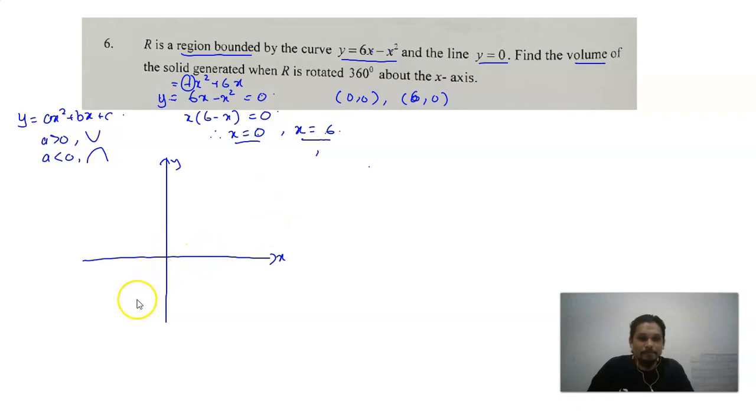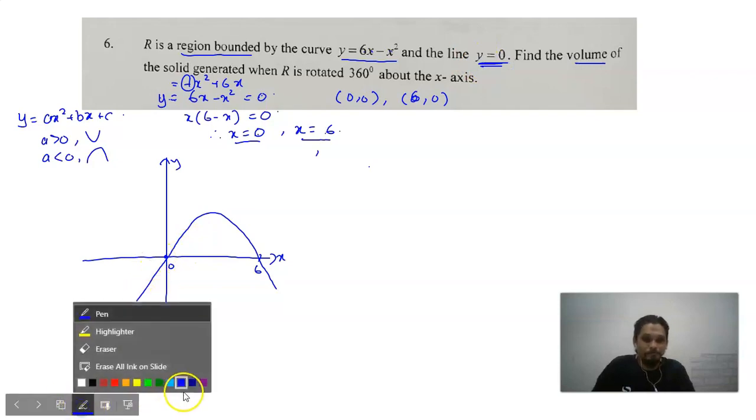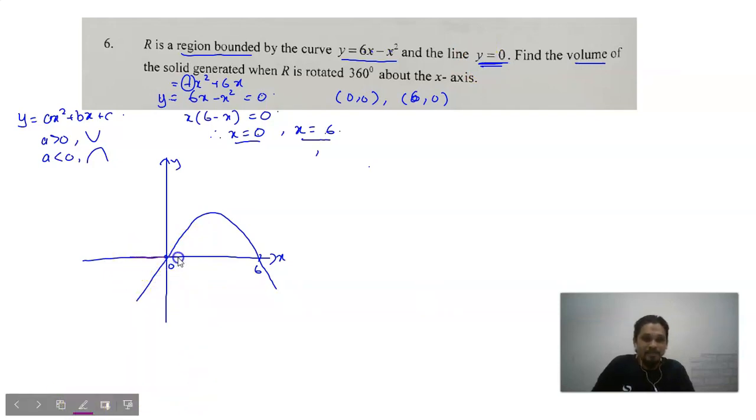So then, something like this, where x equal to 0 and x equal to 6. Okay, and then the line of y equal to 0. Along the y-axis is where x equal to 0. If I imagine there is a line here, that is where x equal to 6. So the line of y equal to 0 is here.